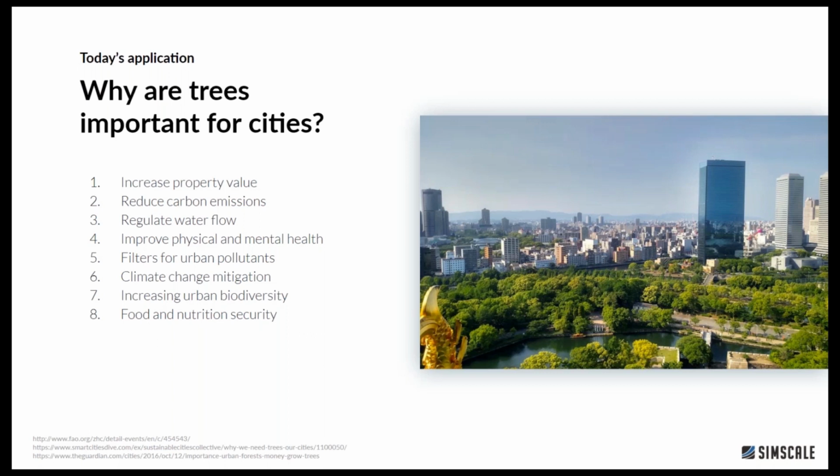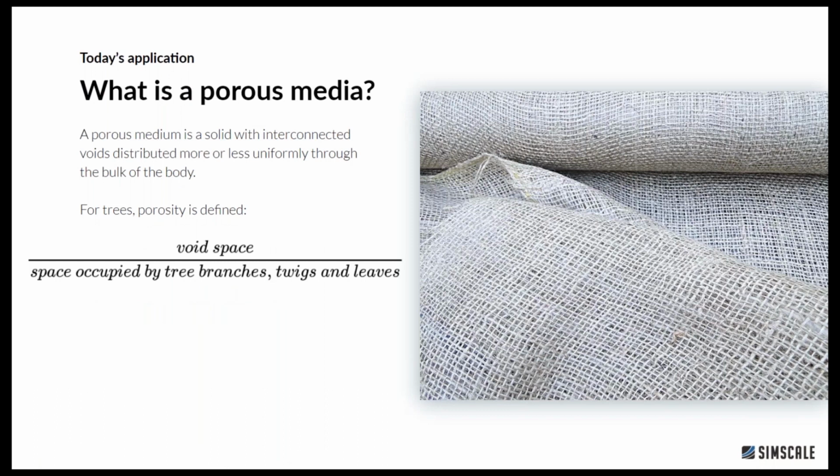These are particularly important. What we're going to talk about today is how trees impact the wind flow, and therefore how they behave as a porous medium. What we call a porous medium is a zone, a volume, that is interconnected with different voids and more or less uniform.